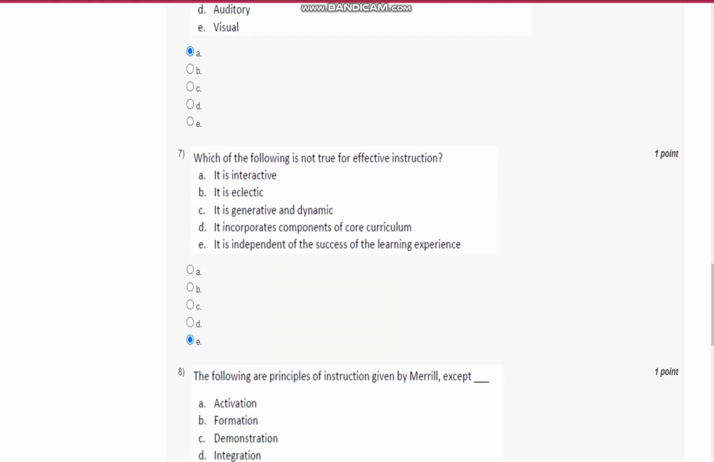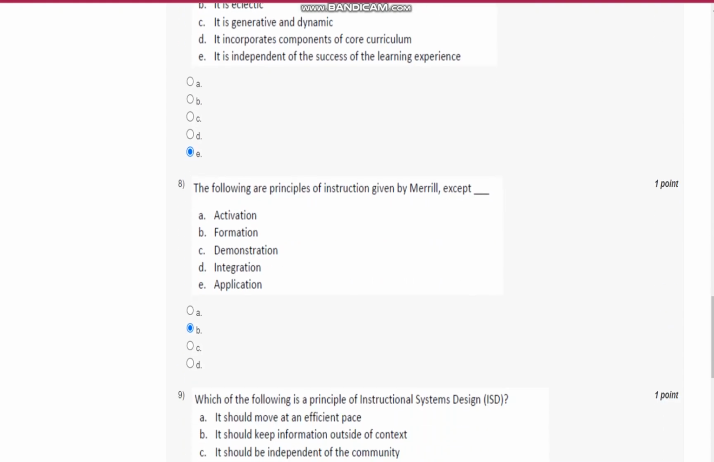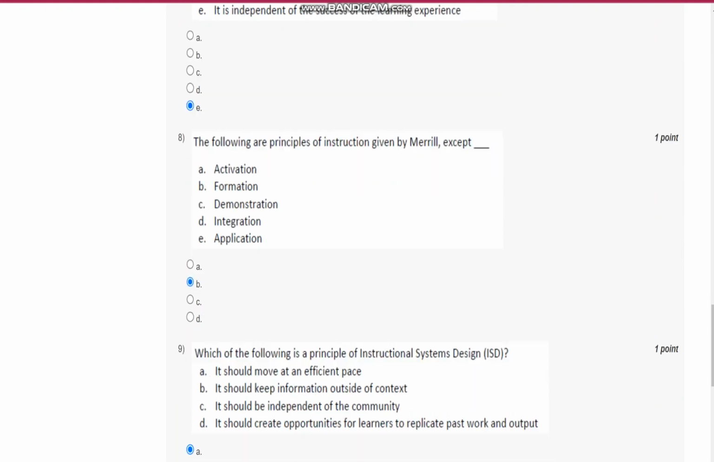Question number 7 is, which of the following is not true for effective instruction? D, that is, it is independent of the success of the learning experience. Question number 8 is, the following are principles of instruction given by Merrill except B, that is formation.